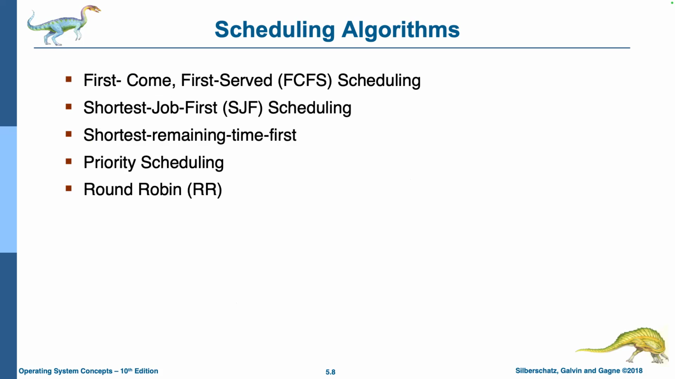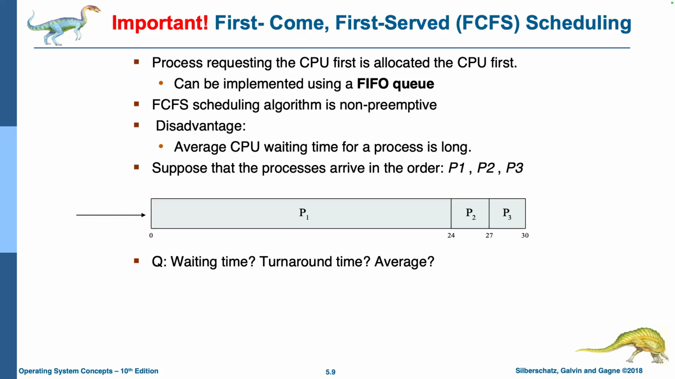Okay, we have 1, 2, 3, 4, 5, five important CPU scheduling algorithms. Let's take the first one. First come first serve is the most simple one, but I think it's important. I say it's a must in the midterm or final, and also in the assignments.